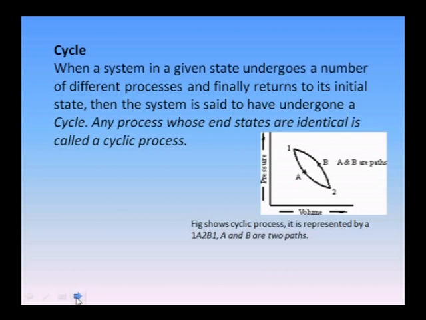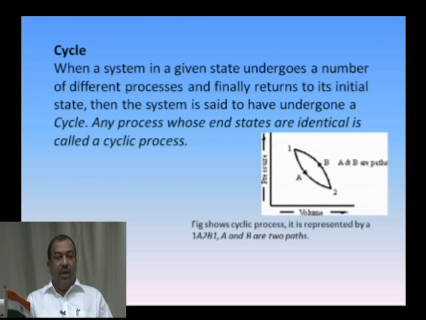Next, cycle. When a system in a given state undergoes a number of different processes and finally returns to its initial state, then the system is said to have undergone a cycle. Any process whose end states are identical is called as what? Cyclic process. I will draw a PV diagram here.